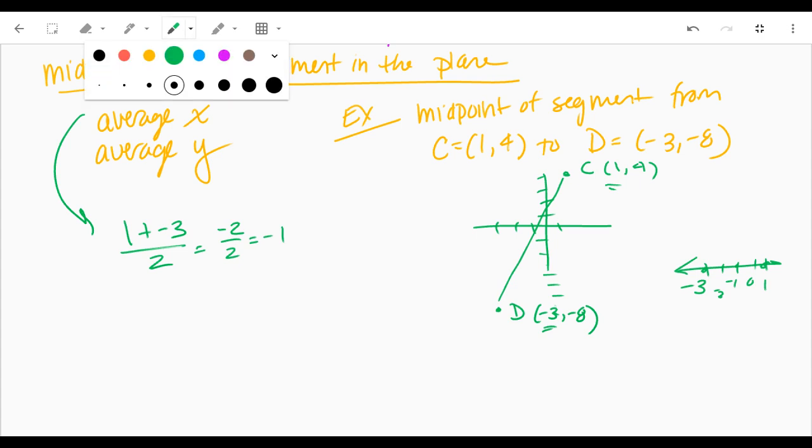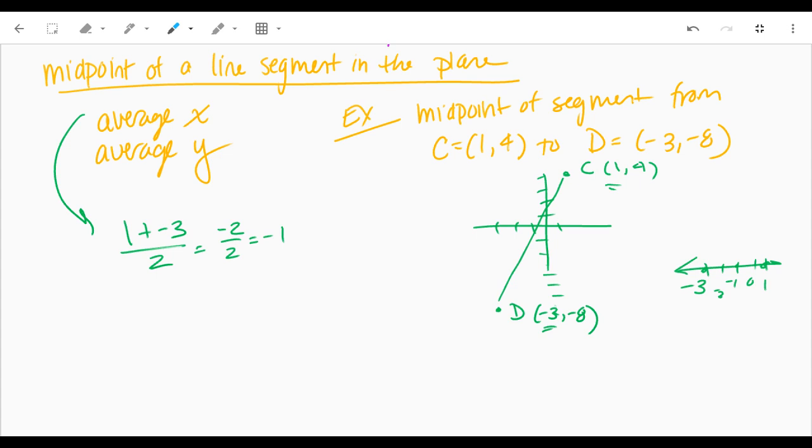Okay, and then for the y's, what's halfway between positive 4 and negative 8? A lot of you can get that in your head. It's negative 2. But again, if you want to do the work, we can do 4 plus negative 8 divided by 2. So we have negative 4 over 2, which is negative 2. So our answer just needs to be the ordered pair (-1, -2). And that's it. Okay, we can do another one though.